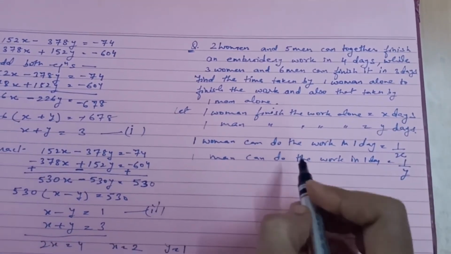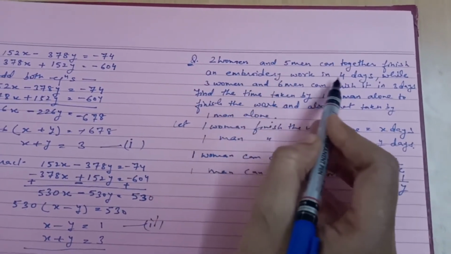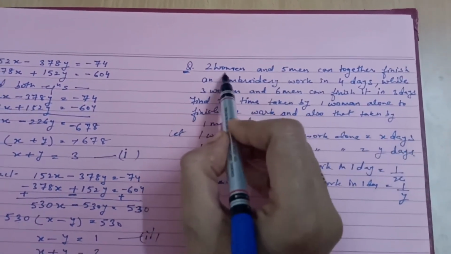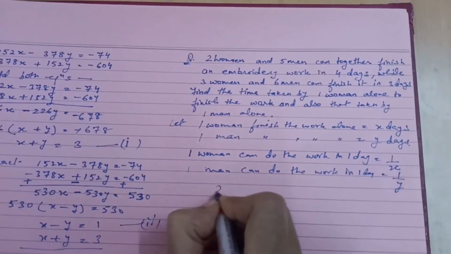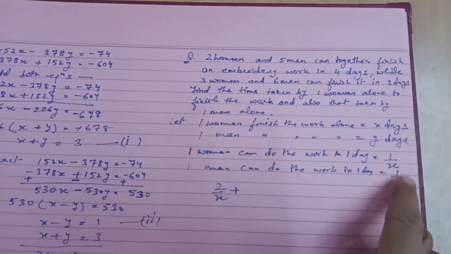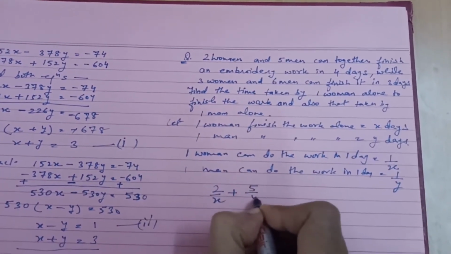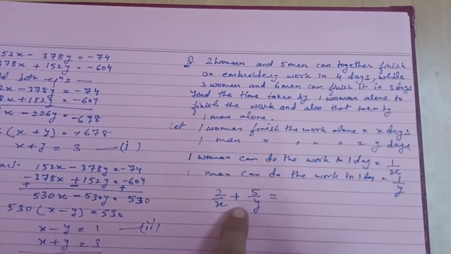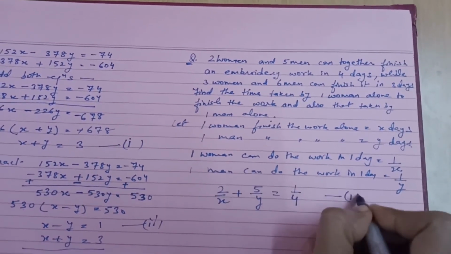Okay. So now it says 2 women and 5 men can together finish an embroidery work in 4 days. 1 day's work of 1 woman is 1 by X, so 2 women's work will be 2 by X. Plus 5 men: 1 day's work of 1 man is 1 by Y, so 5 men's work will be 5 by Y. Together they finish the work in 4 days, but this is 1 day's work, so it will be 1 by 4. This is the first equation.